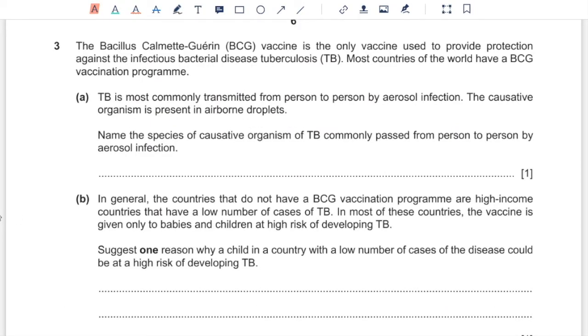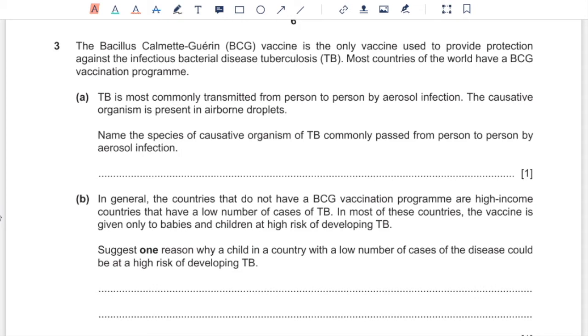The Bacillus Calmette-Guerin vaccine is the only vaccine used to provide protection against the infectious bacterial disease tuberculosis. Most countries of the world have a BCG vaccination program. TB is most commonly transmitted from person to person by aerosol infection. The causative organism is present in airborne droplets.